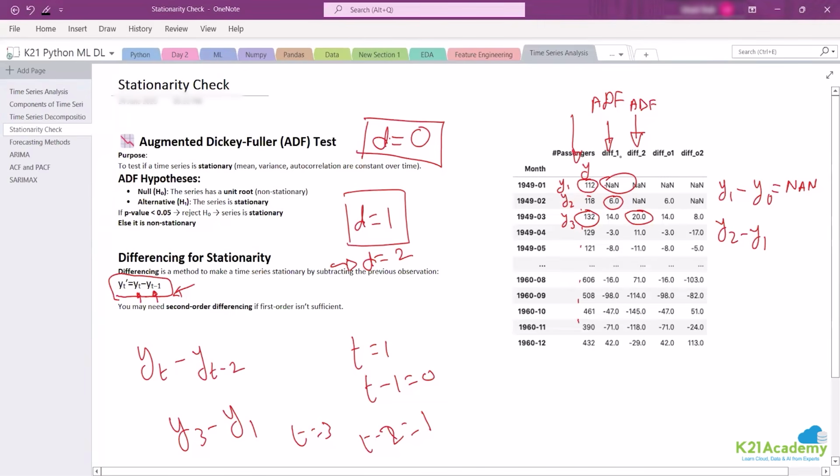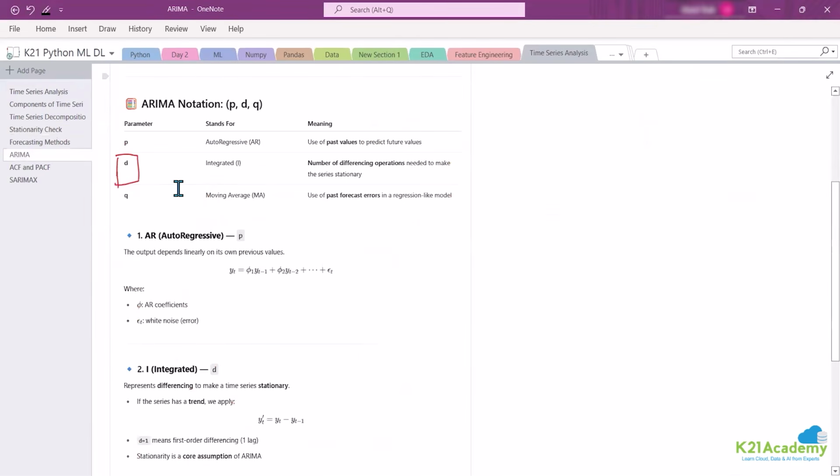Suppose our data is already stationary, then the value of d is equal to 0. If our data is not stationary, we do the first differencing, and then again check using the augmented Dickey-Fuller test whether our data becomes stationary. If in the first differencing we get stationarity, then d is equal to 1. If in the second we get stationary data, then d is equal to 2. Here in our case, the value of d is equal to 0.